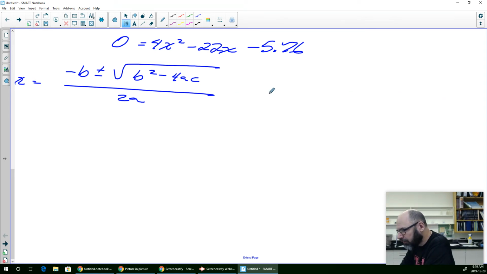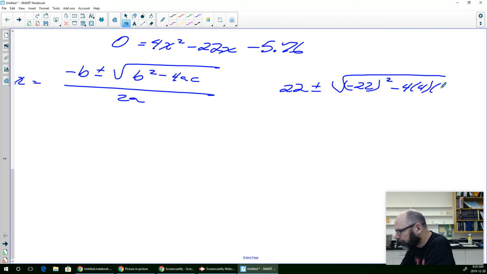One will be positive, one will be negative probably, and the positive one will make sense, the negative one won't make sense. So we got negative 22, that's b right there. So that's 22 plus or minus the square root of negative 22 squared. Okay, and then we got negative 4, and a is 4, and c is negative 5.76. All divided by 2 times 4.